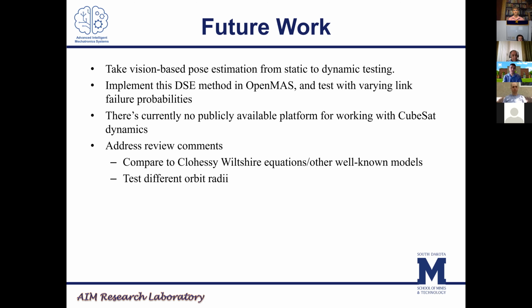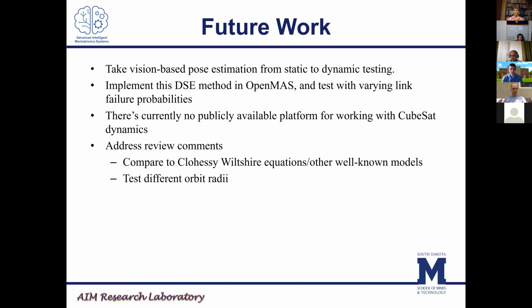And then finally, we're going to address some of the review comments. One of them was to compare this to the Clohessy-Wiltshire equations and other well-known models. So we've compared the linearized model to a nonlinear orbital dynamics model, but I think it would be a good idea to just compare and contrast this with the other linearized models.